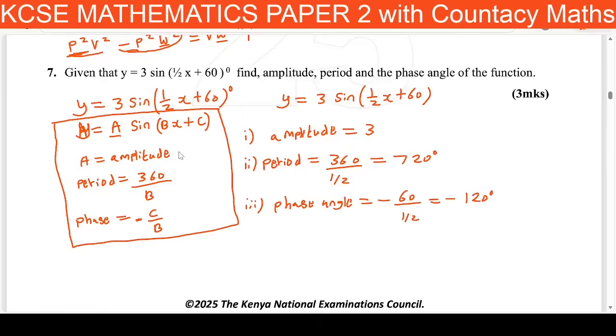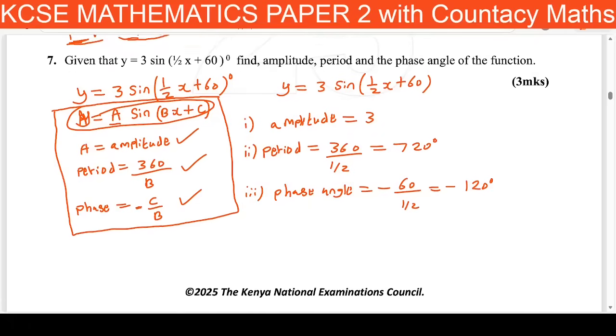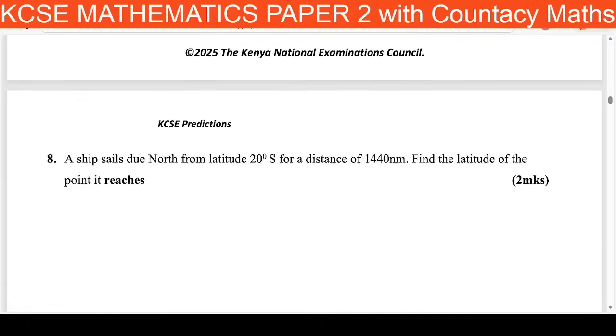So what I want to leave you with is that formula that you can always apply all the time, and always be sure that you'll always get it correctly, regardless of the type of the equation. So let's move ahead and see.